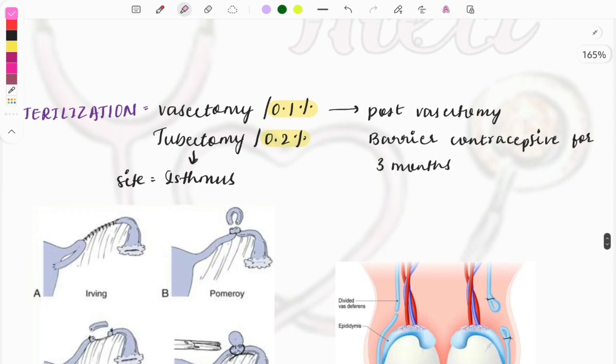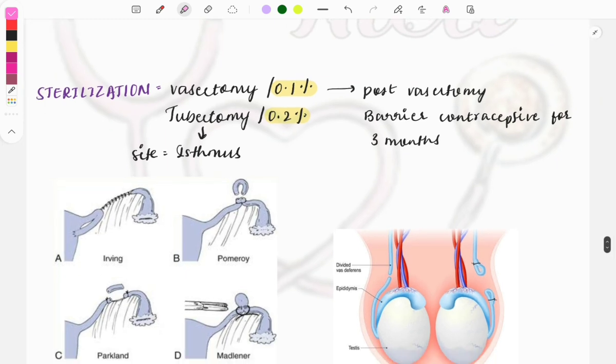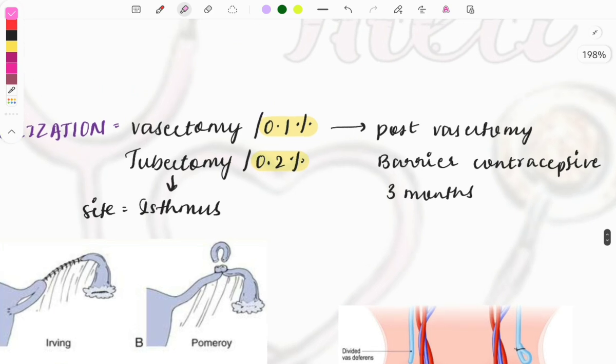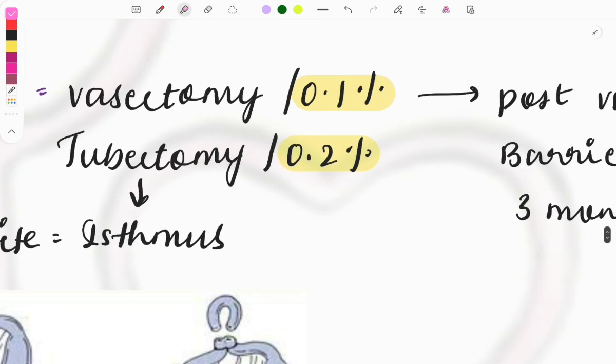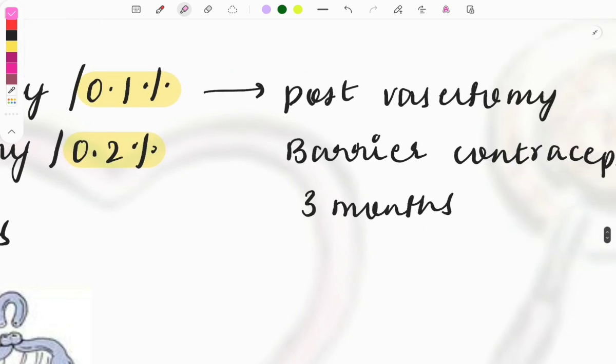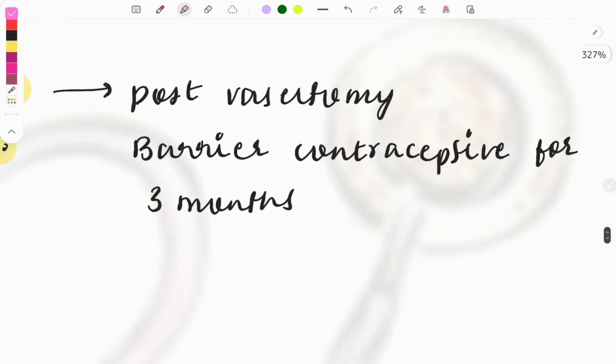Then moving on to the next contraceptive, that is sterilization, which is a surgical method, and it can be of two types: vasectomy done in males and tubectomy done in females. So vasectomy has a failure rate of 0.1, and the important question asked on post-vasectomy is this: after vasectomy, for what duration should a person maintain another contraceptive?